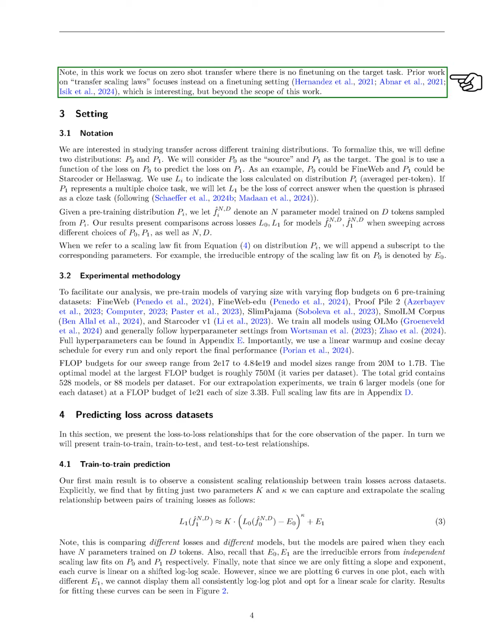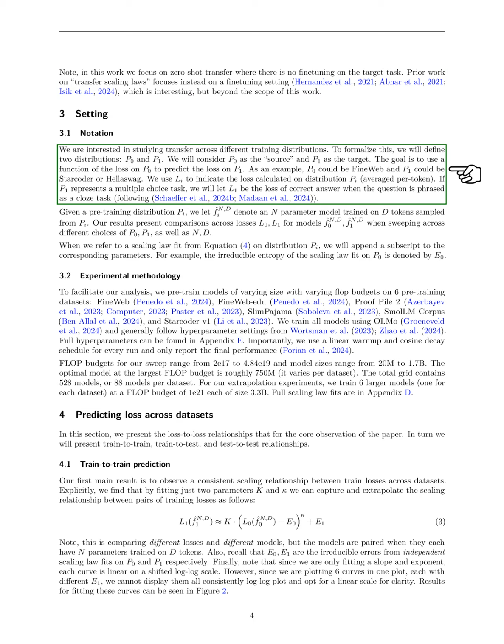Section: Notation. In this section, we focus on understanding how transfer works across different training distributions. We define 2 distributions, which we label as P0 and P1, where P0 serves as the source and P1 as the target. Our aim is to use the loss from P0 to predict the loss on P1. For instance, P0 could be FineWeb, while P1 might be StarCoder or HellaSwag.